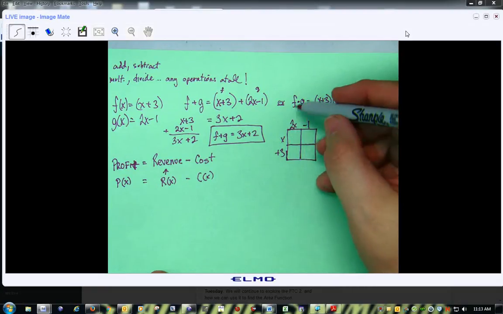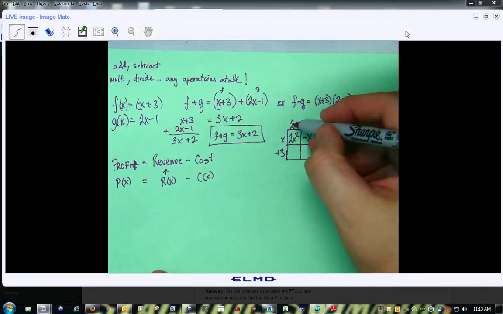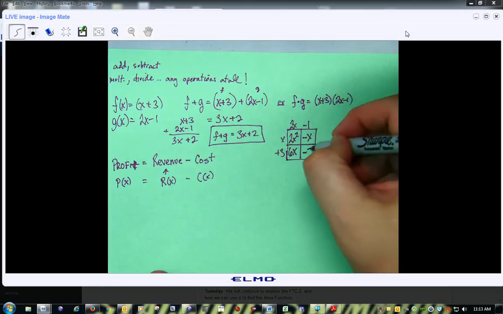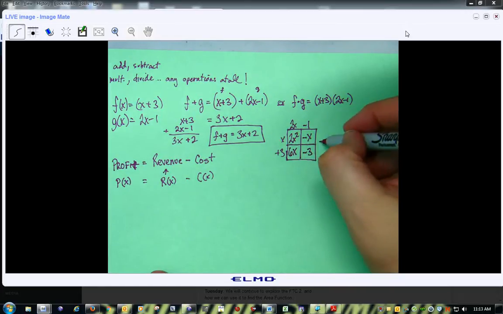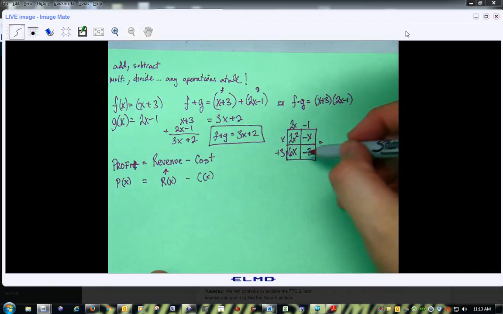2x times x is 2x squared. x times negative 1 is negative x. 2x times 3 is 6x. 3 times negative 1 is negative 3. Add up the common terms, the x squareds. Usually everything's on the diagonal. So we'll get 2x squared plus 5x minus 3.